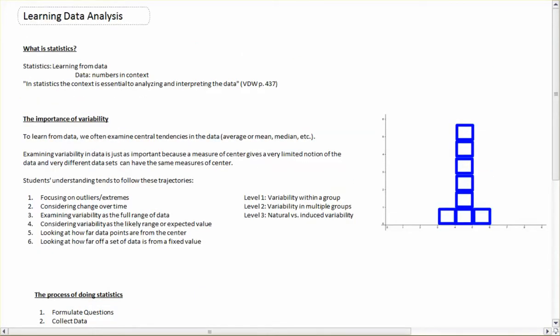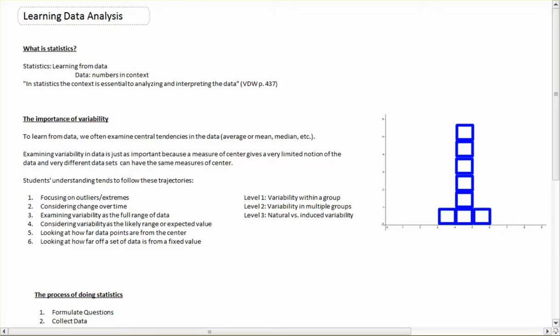What is statistics? How is it different from mathematics? Well, statistics can be defined as learning from data, where data are numbers in context. So the context plays a very important role, as Van de Waal says. In statistics, the context is essential to analyzing and interpreting the data.